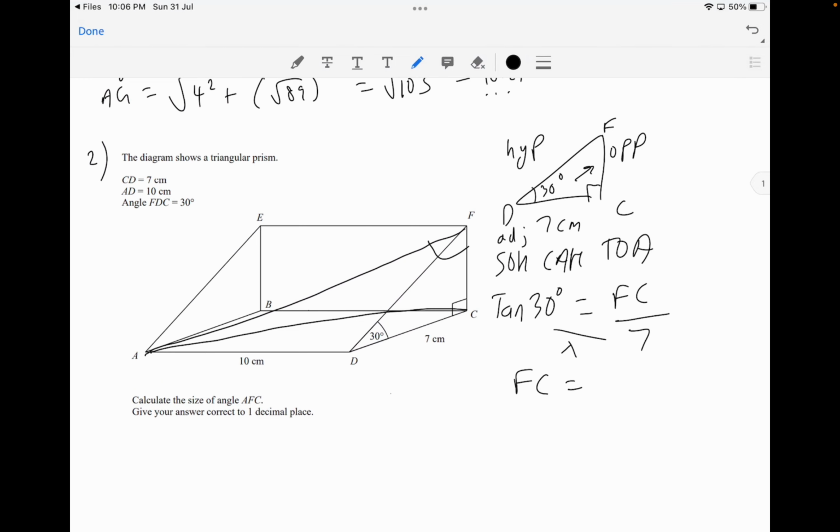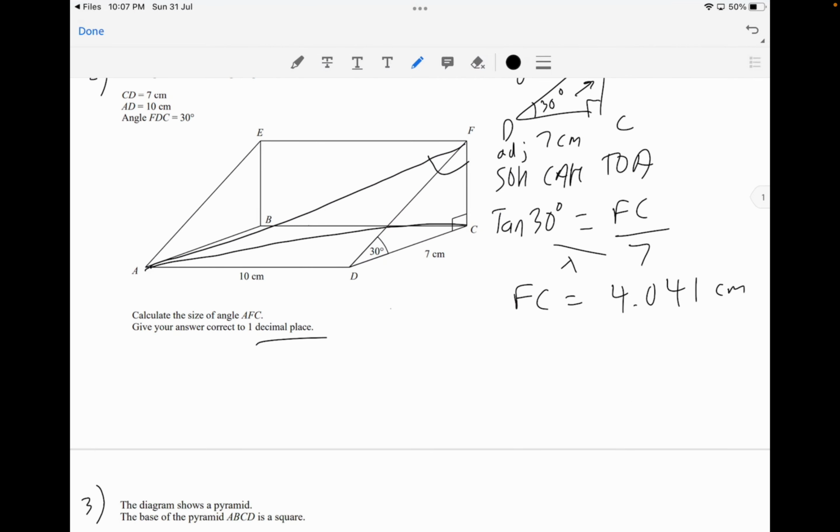Once you do that, you have tan 30. What you're going to do is write tan 30 times 7 in your calculator. You should be getting a value of about 4.041. So I'm just going to leave it as that, so better to leave it to this many places. Alright, now we have what FC is. We have to find out the value of AC.